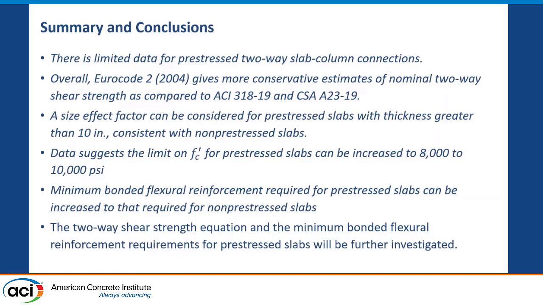There was a downward trend in the level of conservatism for slabs with effective depths greater than 6 inches, and therefore a size effect factor can be considered for pre-stressed slabs with thickness greater than 10 inches, which is consistent with the non-pre-stressed slabs. It was found that the ACI equation is relatively conservative when the measured values of f'c are used, and therefore the data suggests that the limit on f'c can be increased to 8,000 to 10,000 psi. It was also found that the minimum bonded flexural reinforcement for pre-stressed slabs is pretty low and can be increased to that required for non-pre-stressed slabs. The two-way shear strength equations and the minimum bonded flexural reinforcement requirements will be further investigated in the study.